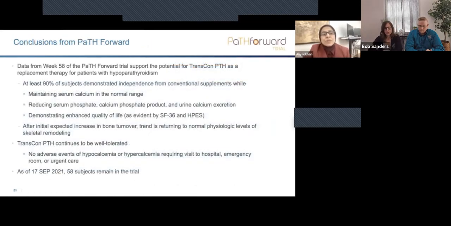So the conclusions from the PATH Forward study were that with this molecule, using this polyethylene glycol to extend the half-life of PTH, we were able to achieve stable PTH results and maintain a normal serum calcium, reduce phosphate, reduce the calcium phosphate product, reduce the calcium excretion through the kidney, and improve the quality of life. And bone remodeling improved. And the TransCon PTH is doing very well. We still have 58 subjects in the trial. As I mentioned, one person did drop out.